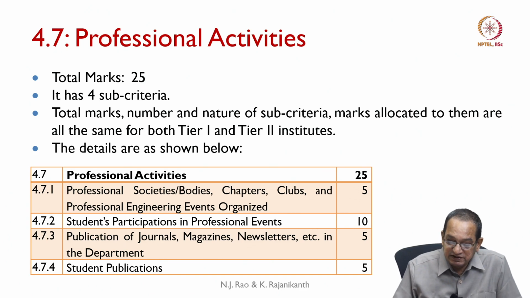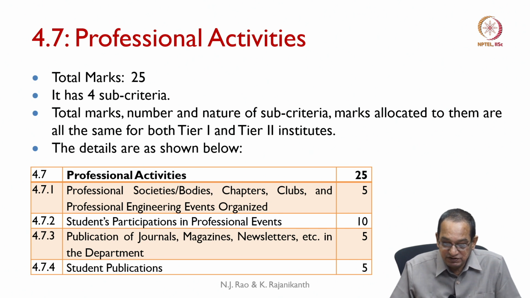We will see the details of these sub-criteria presently. Then publication of journals, magazines, newsletters, etc. in the department, 5 marks. Then student publications, 5 marks.